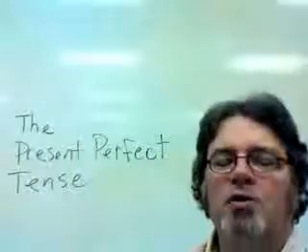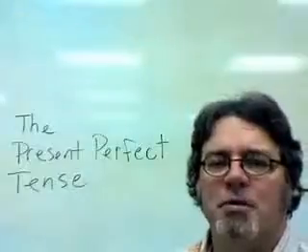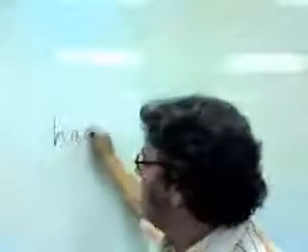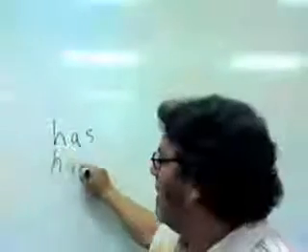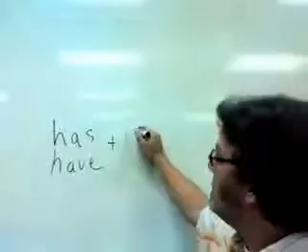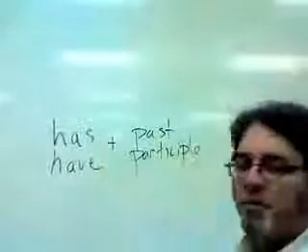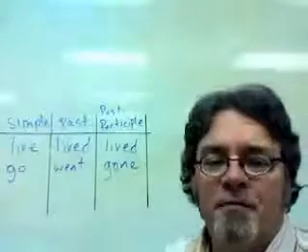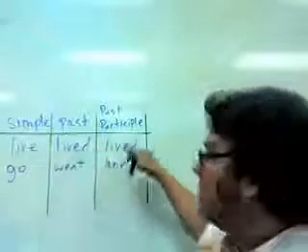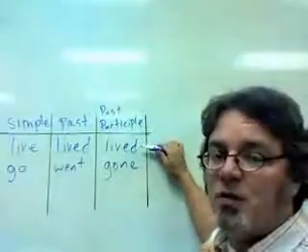In this video, I'll show you how to form and use the present perfect tense. To form the present perfect tense, use the helping verb has or have, depending on the subject, and then following that, the past participle of the main verb. So if the main verb is the verb live, the past tense is lived, and this is a regular verb, so the past participle is also lived.